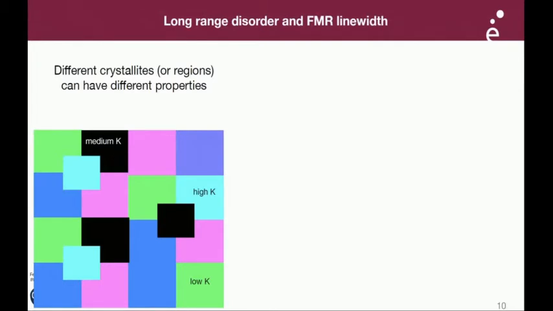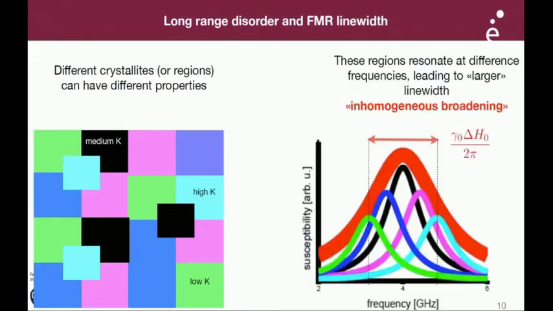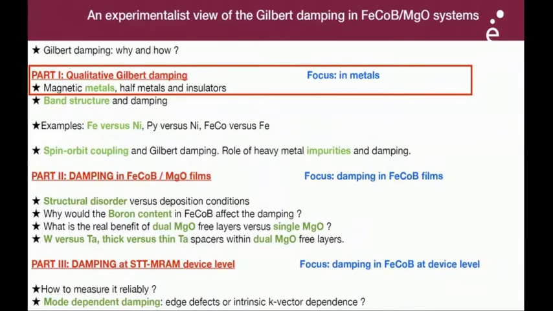If you measure the permeability of this sample, you will see a line width that's going to be the addition or the spatial average of all these local resonances. So you will end up with a line width that is a composite of the dispersion inside the samples. And that is what is called ferromagnetic resonance inhomogeneous line width broadening, which you also have to account for when you look at FMR spectra. So this is the way we measure Gilbert damping, by ferromagnetic resonance.